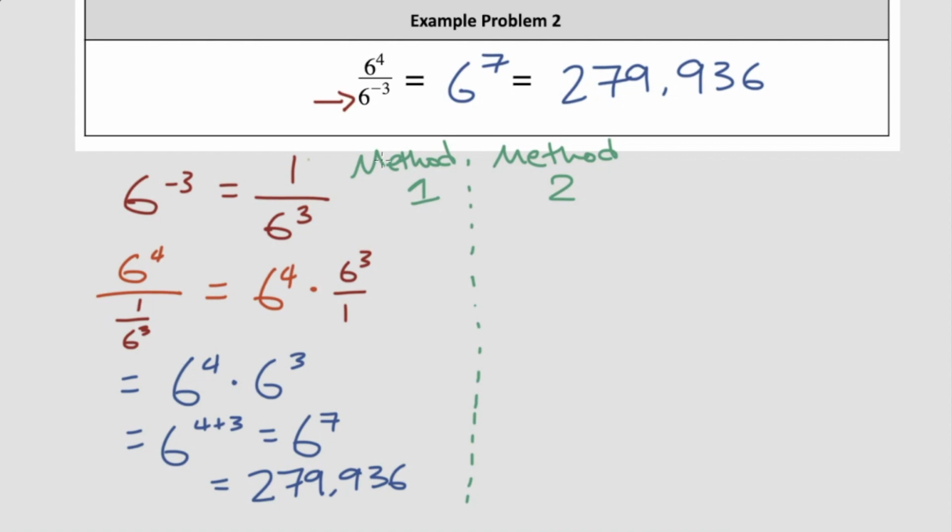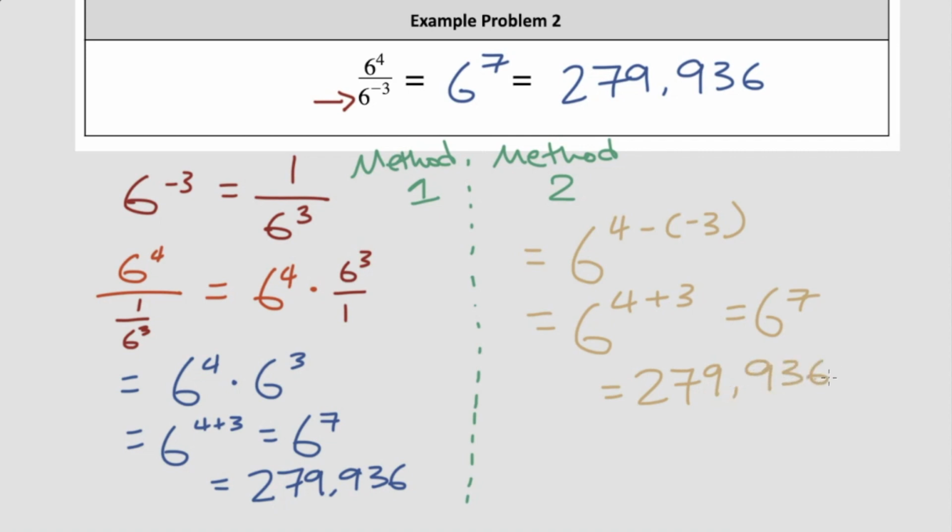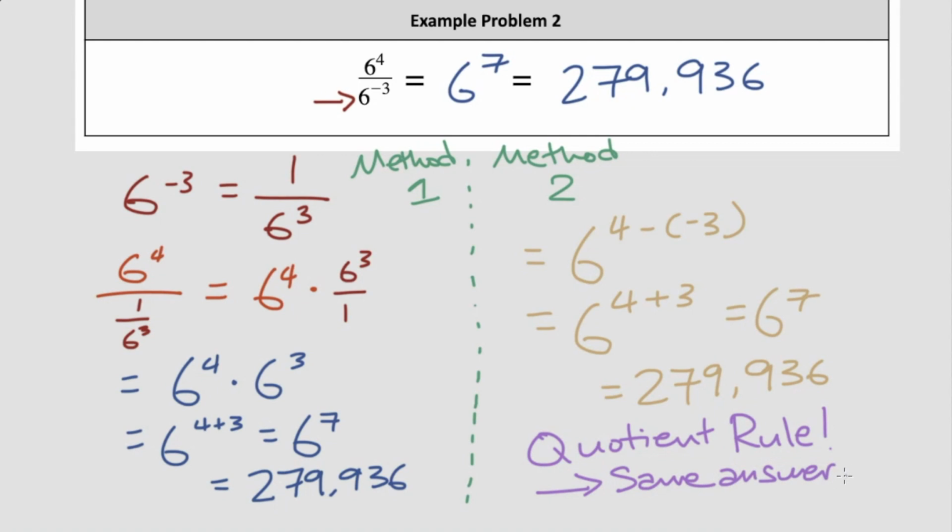6 to the power of 4 over 6 to the power of negative 3. I know that's equal to 6 to the power of 4 minus negative 3, because I can subtract the exponents, because it's the quotient rule. So minus becomes a plus. 6 to the power of 4 plus 3 is 6 to the power of 7, which is 279,936 again. So either way, you can use the quotient rule to get the same exact answer. Use whatever method seems easiest to you.